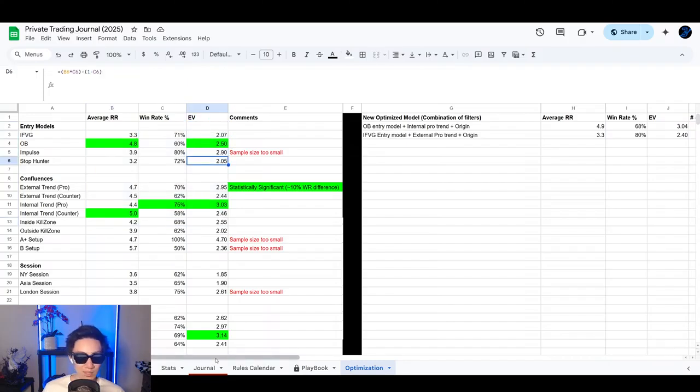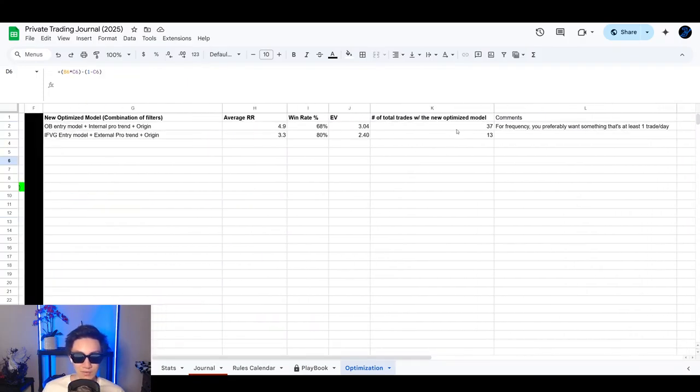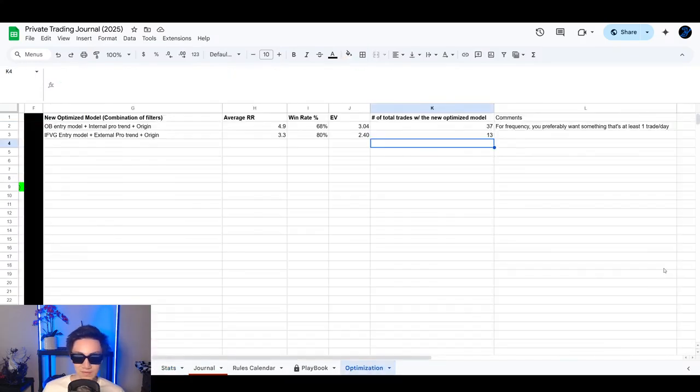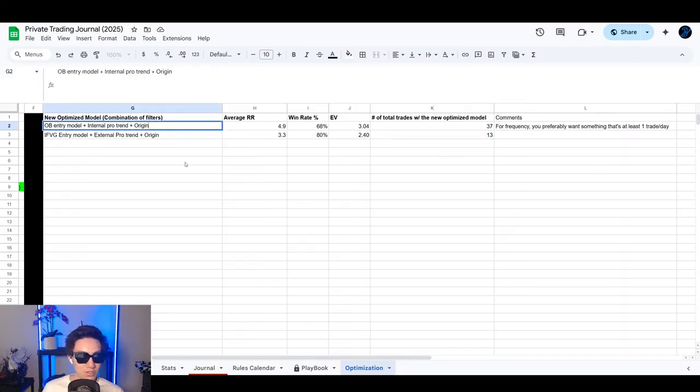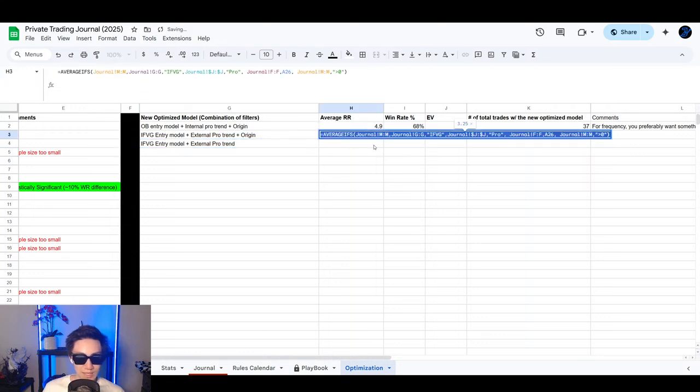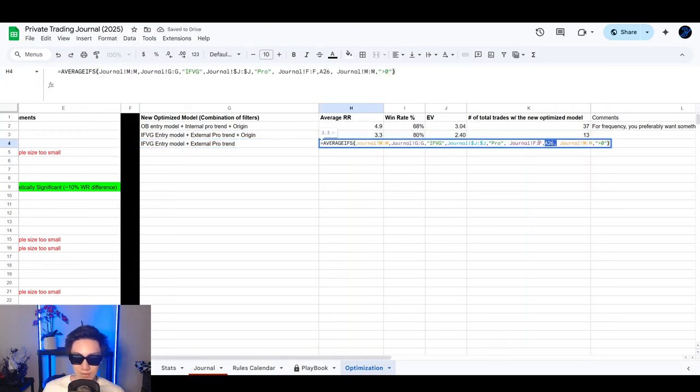That's the quickest way, but again, you want to check the frequency. The frequency for me, 37 trades out of 637, is very low. I'd at least try to chill a bit on the filtering here. So let's chill a bit on the filtering for the IFG, because a lot of people love trading the IFG setup in a group. So let's do that, and let's get rid of the origin filter.